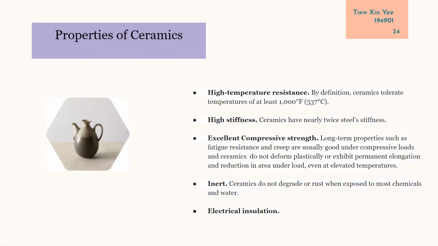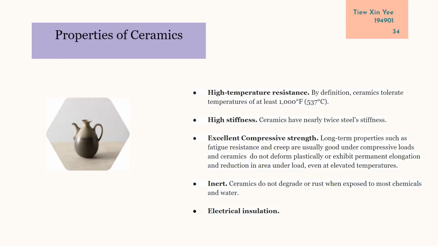The properties of ceramics include high temperature resistance. By definition, ceramics can tolerate temperatures of at least 1000 Fahrenheit, also known as 537 degrees Celsius. Besides, ceramics have high stiffness. Their stiffness is nearly twice the stiffness of steels. And the third property of ceramics is that they have excellent compressive strength.